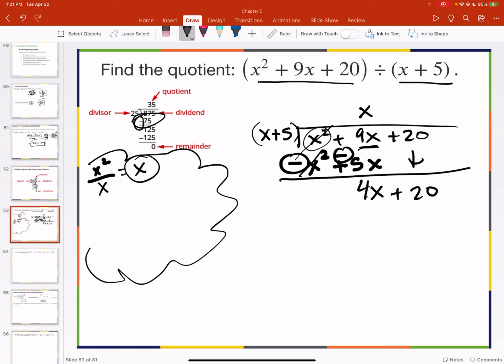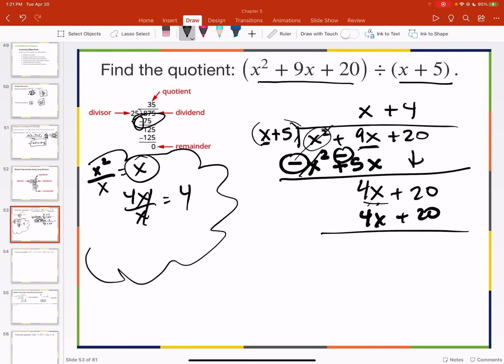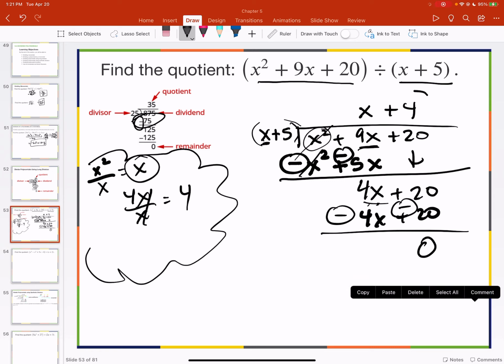So then we do the same thing all over again. How many times does x divide into 4x? 4. And some people say, well, why don't you count the 5? Well, that's because I'm trying to eliminate the first term, and so that's why I look at the first term only. So plus 4. Then I multiply 4 times x plus 5. That gives me 4x plus 20. Subtracting changes signs. My remainder is 0. So the quotient is x plus 4. Okay. Let's do another one.